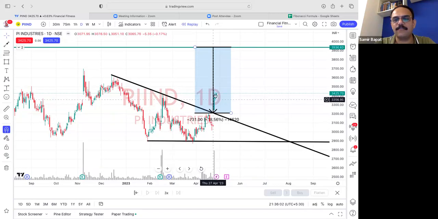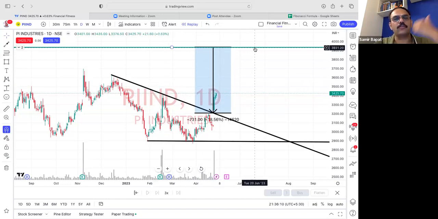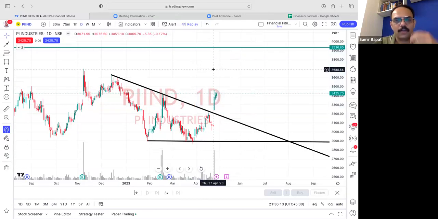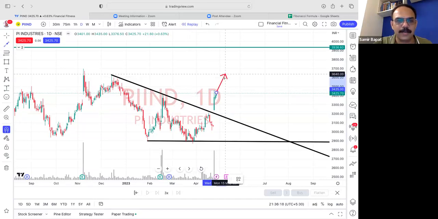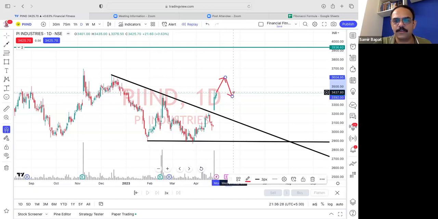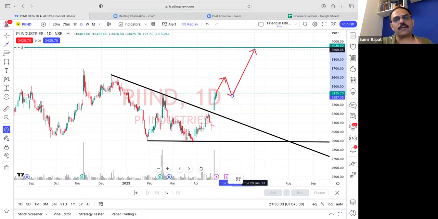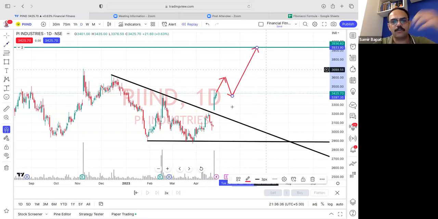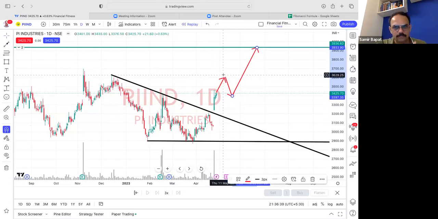So you can ride the wave. It might go up till here, face resistance, come down till this top, and again go up. It will go in waves. It will always go in waves. So this is how you can observe how PI Industries goes up. Mostly it might go till here, further retrace back till here, which is the peak of here. Then again, it might go till here, or it might do one more retracement. So this is how it will go. It breaks out, goes first in a wave, retraces, and again goes up.